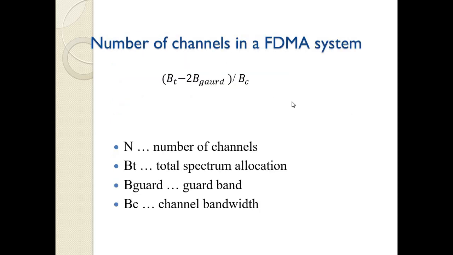Then we have a formula to calculate the number of channels in an FDMA system. That formula is N equals Bt minus 2B guard, divided by Bc. Bt means the total spectrum allotted or total spectrum allocation, B guard is the guard band, and Bc is the channel bandwidth. So with this formula we can calculate the number of channels in an FDMA system. And that's all in today's class.